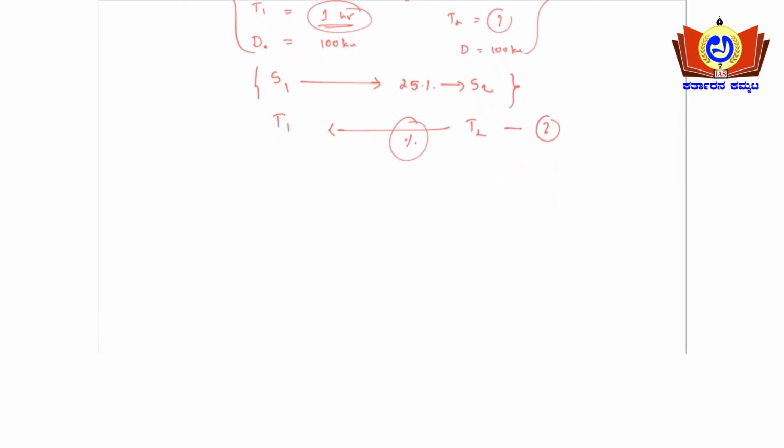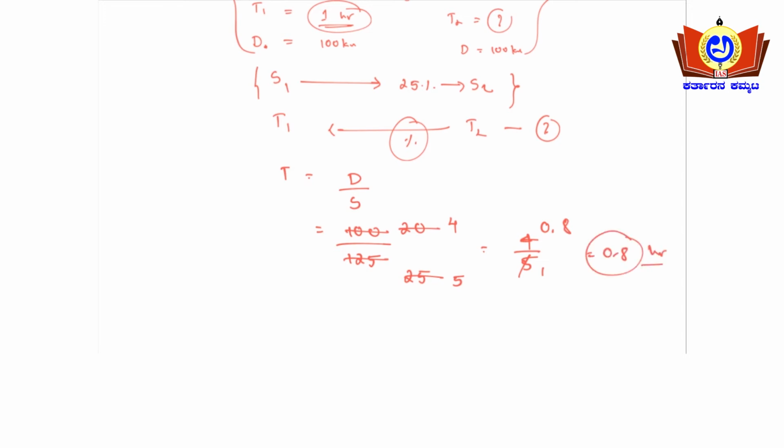So time is equal to distance upon speed. We know that. So distance is 100 kilometers, speed is 125 kilometers per hour. 5 2s are 10 and 0, 5 2s are 10 and 5 5s are... 5 4s are 20, 5 5s are... that will be equal to 4 upon 5, so 0.8. 5 8s are 40, 0.8 hour. Okay, T2 will be 0.8 hour.